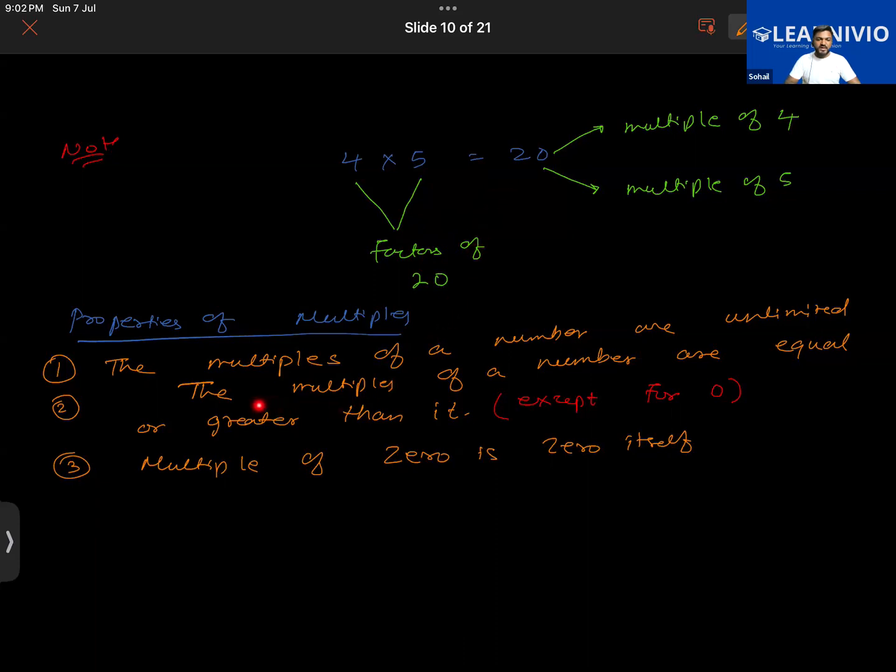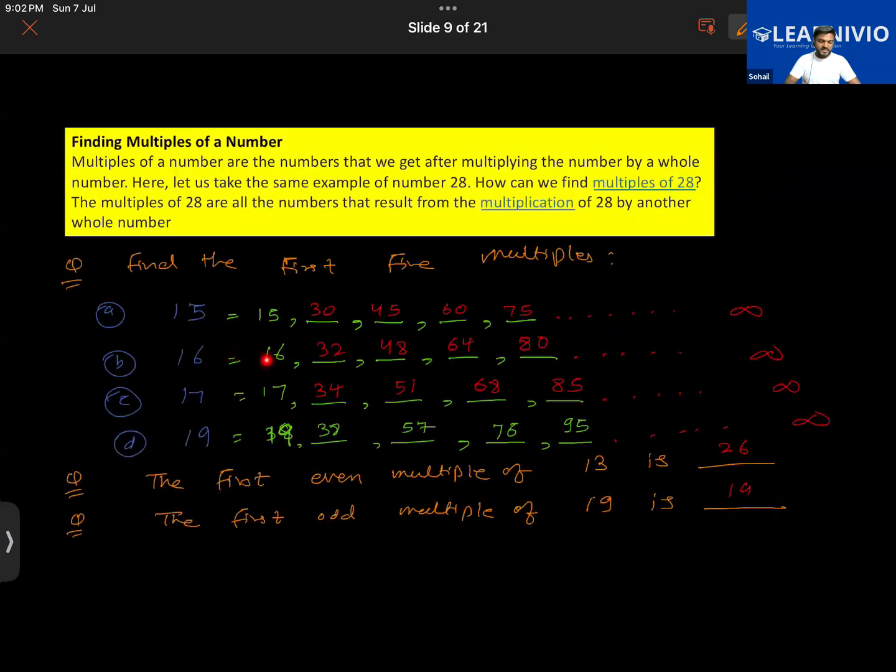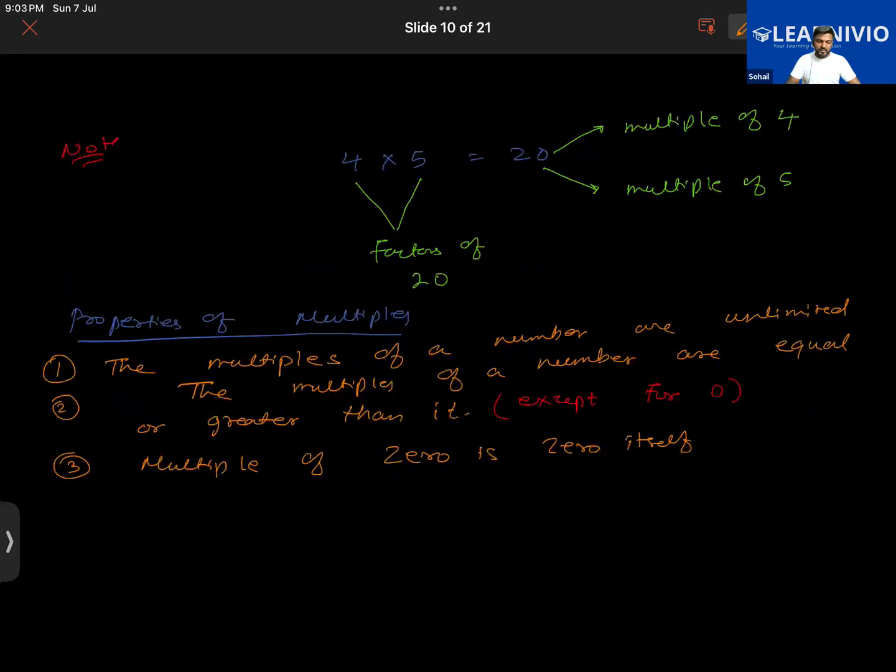Then we also learned that multiples of a number are equal to or greater than it. For example, the multiple of 60 is 60, which is equal to the number, and then greater than it also. Now, multiples of all numbers except zero can never be zero. The multiple of zero is zero itself. These were the properties which we have learned.